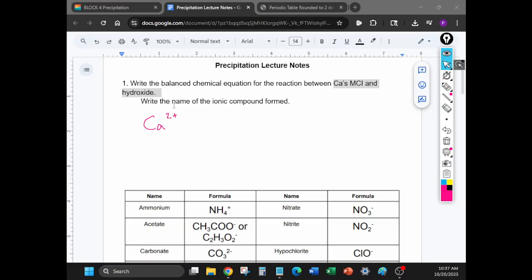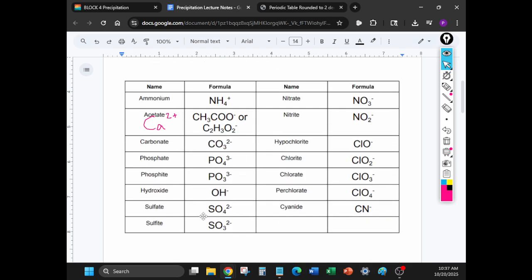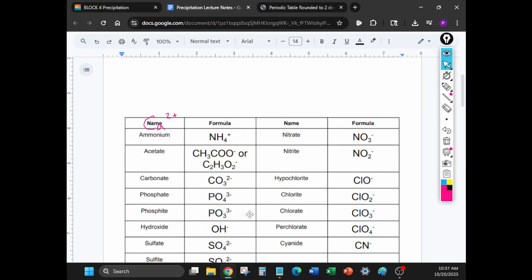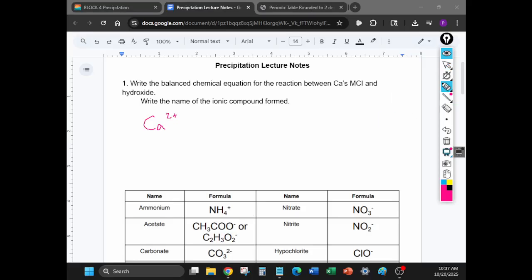Alright, next ion is hydroxide, and hydroxide is from the polyatomic chart, so that's why I asked you guys to pull this up on your Chromebook so that you have access to it. Hydroxide is right over here. It is OH minus. Okay, so OH minus.